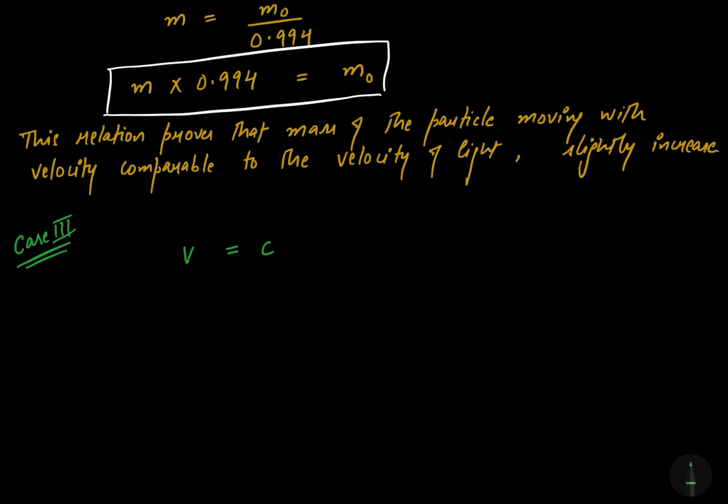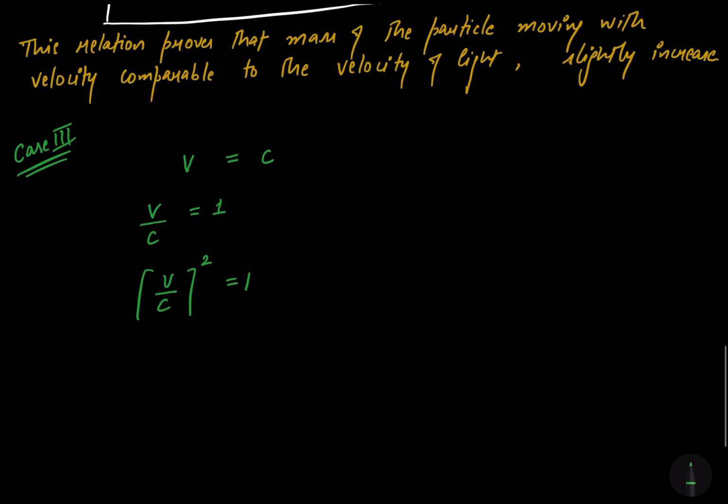Then what will happen? Now v divided by c will come out to be 1. Then (v/c) whole square will also come out to be 1. Now the square root of 1 minus (v/c) whole square will come out to be 0, because (v/c) whole square is 1. Let me write one more step for you. It will become the square root of 1 minus 1, and you will get 0.